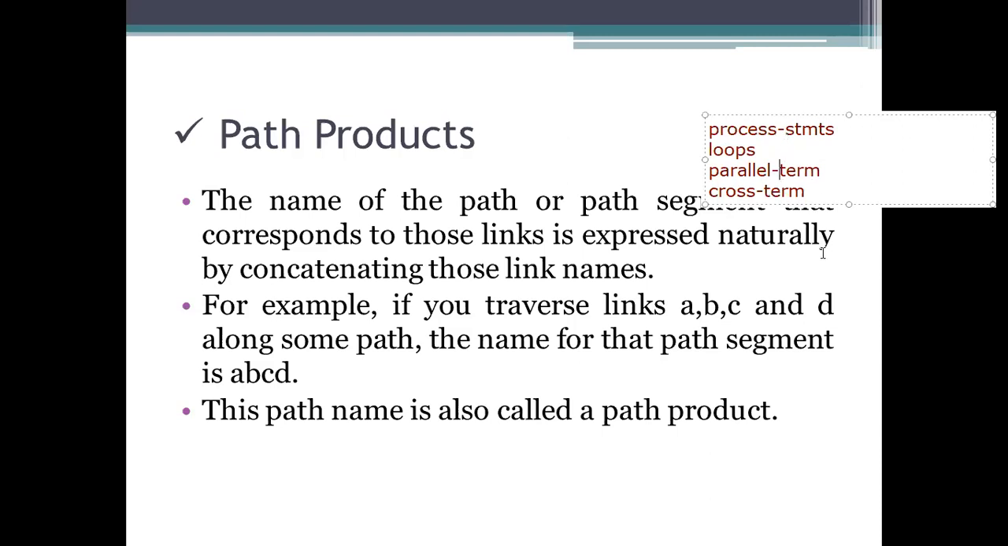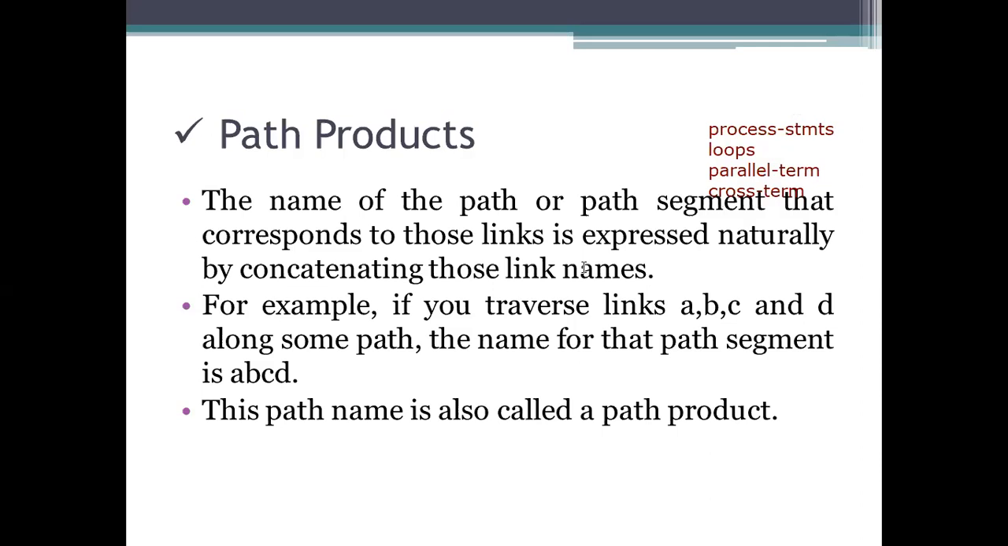Parallel term means that for a specific point, from the same representation, we have multiple paths to be reached for the same node, the same source and the same destination. Whereas what is a cross term?